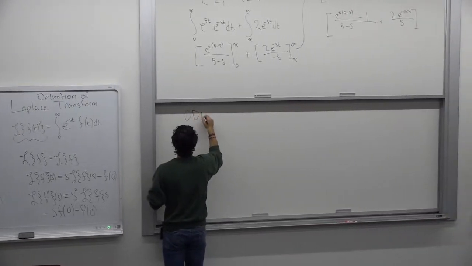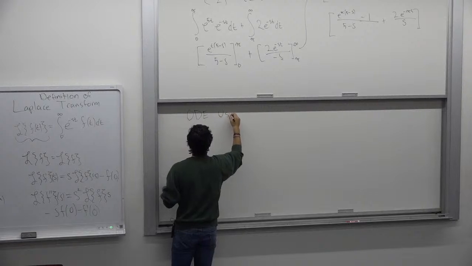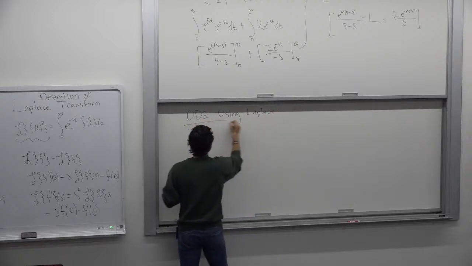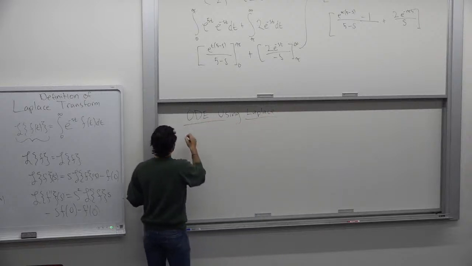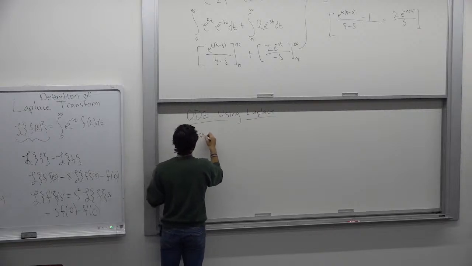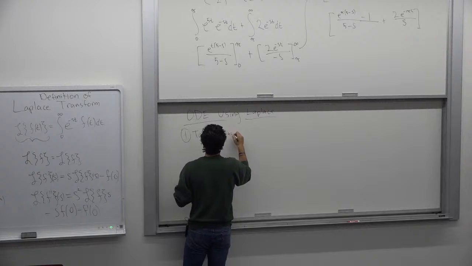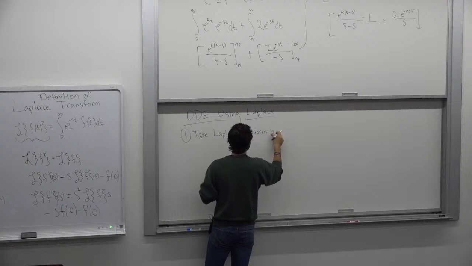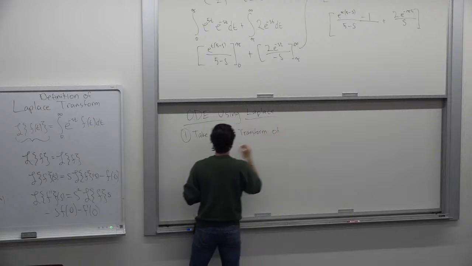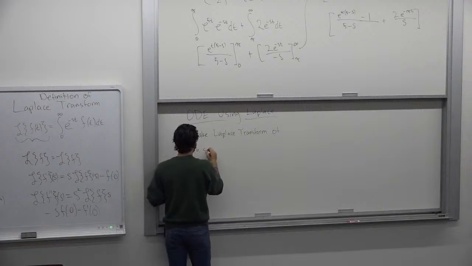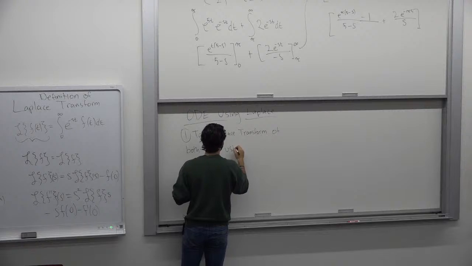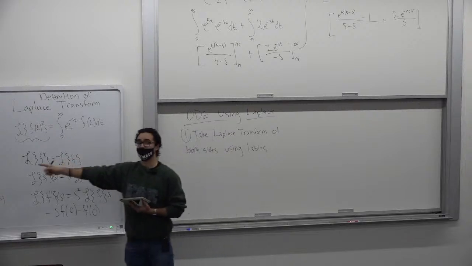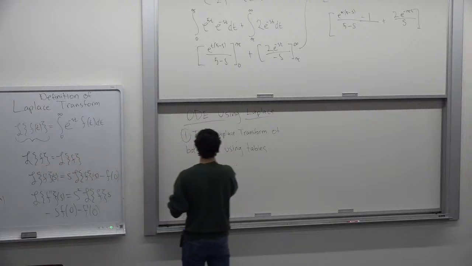All right, so for our ordinary differential equation using Laplace, this is going to be our steps. One, we're going to take the Laplace transform of both sides using our tables. So we're using these tables to just take the Laplace and plug everything in.